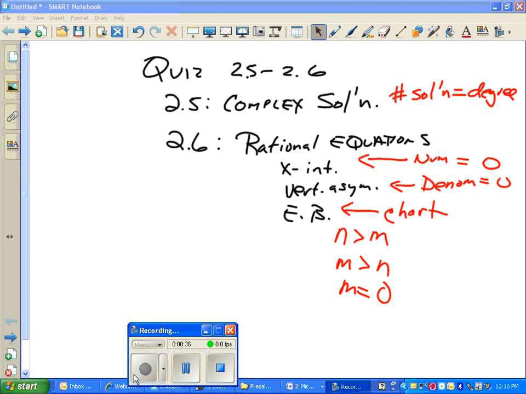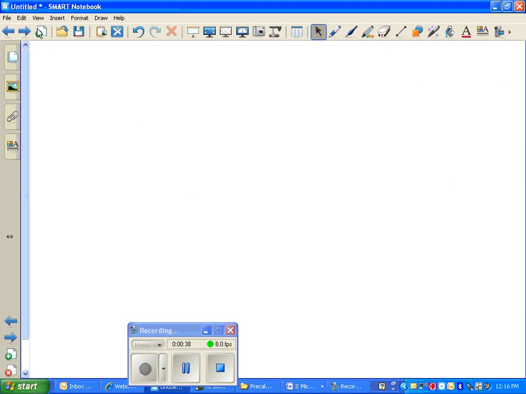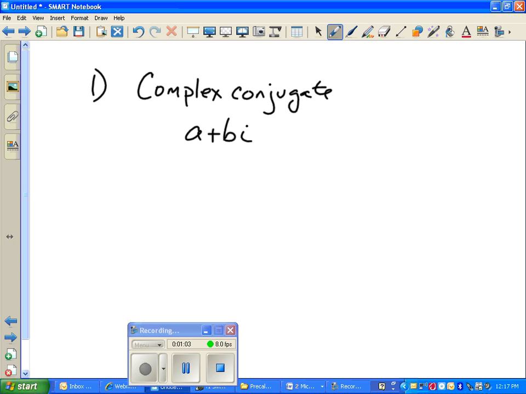Question number 1 on the quiz has nothing to do with triangles. It has to do with the idea that if you have a complex solution to a polynomial, then its complex conjugate is also a solution. So question number 1 deals with the idea of complex conjugates are also solutions. So if I have a non-real solution a plus bi, then the solution a minus bi is also a solution.